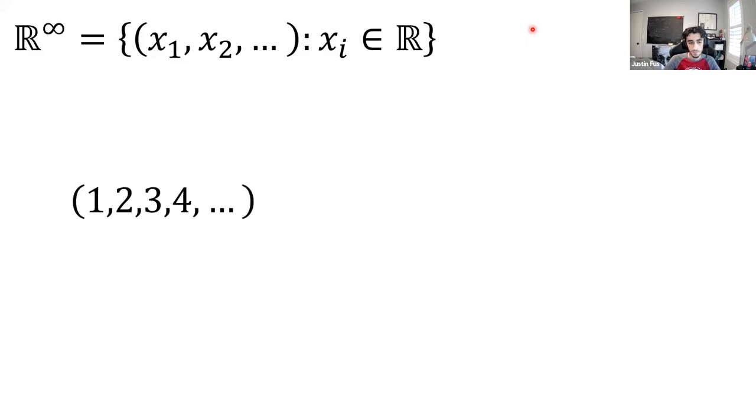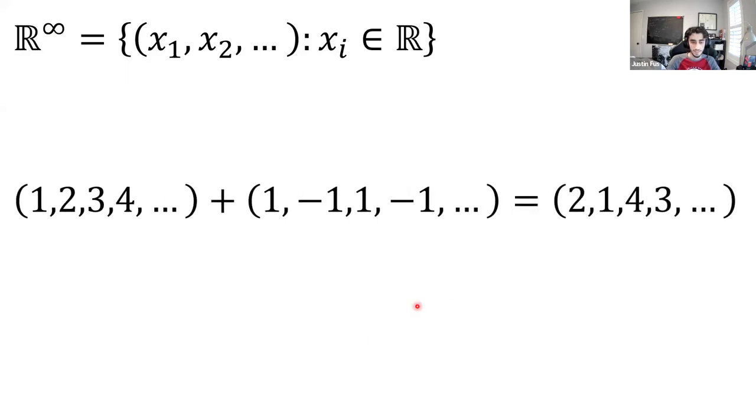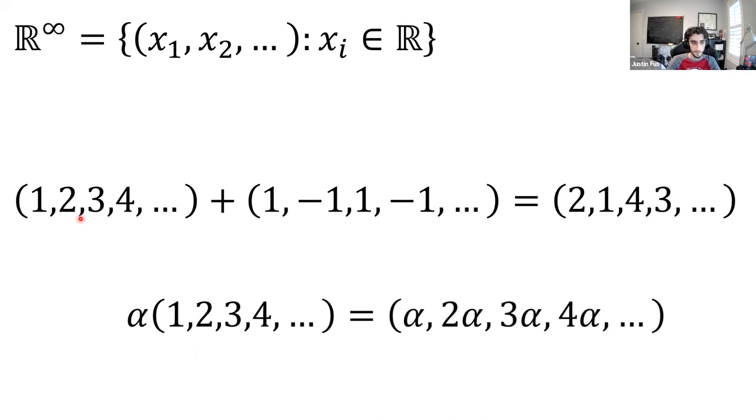Some examples of sequences in this space are 1, 2, 3, 4, all the way to infinity, and 1, negative 1, 1, negative 1, alternating. And of course, addition happens as we'd expect. So does scalar multiplication. Everything happens term-wise. So adding up these two sequences, you just take corresponding terms and add them up. So it's pretty analogous to regular Rn at this point.